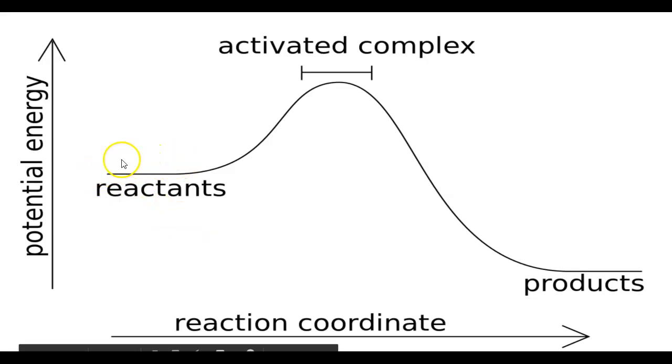So here's the energy of the reactants. This is our bond energy or activation energy, we call it. And then it releases energy. So you see this energy going down. As that energy is released, you end up with a lower energy in the products. This here is called the activation energy.